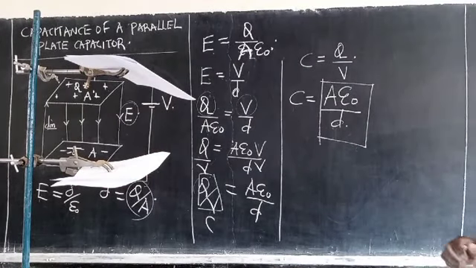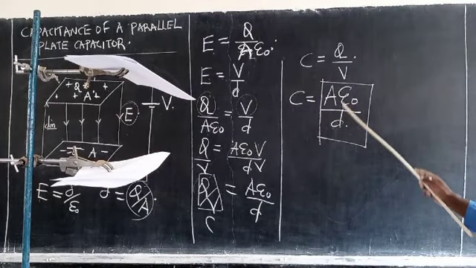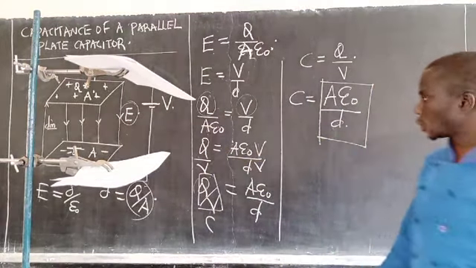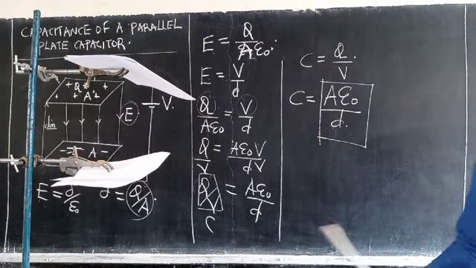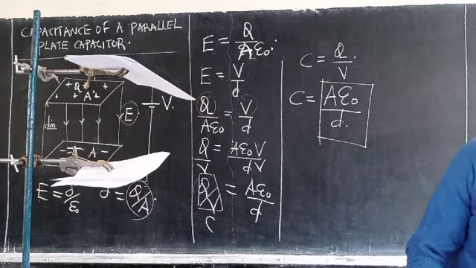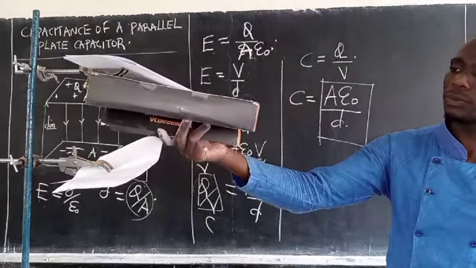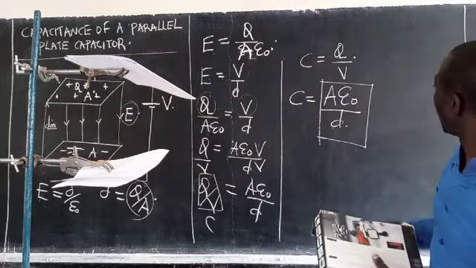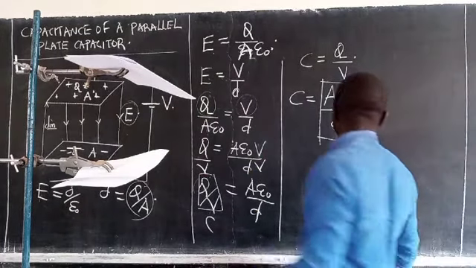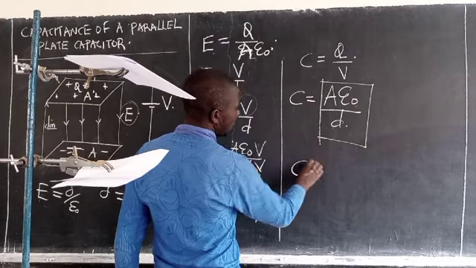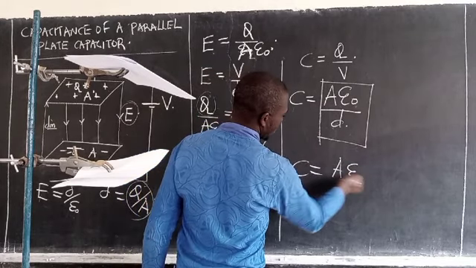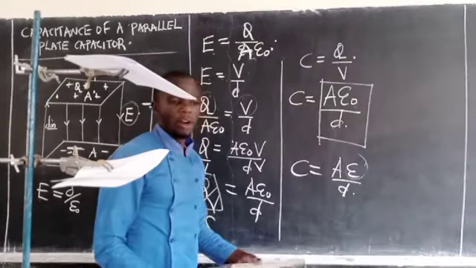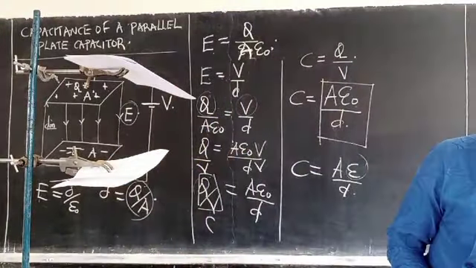So therefore, the capacitance of a parallel plate capacitor is given by A epsilon naught over D. That is when it is in vacuum or when it is in air. But you can now press something, as I've said. You press in a dielectric, which has a different permittivity, not epsilon naught but epsilon. So therefore, the capacitance will now become A epsilon over D. And of course, this epsilon can also vary from material to material.